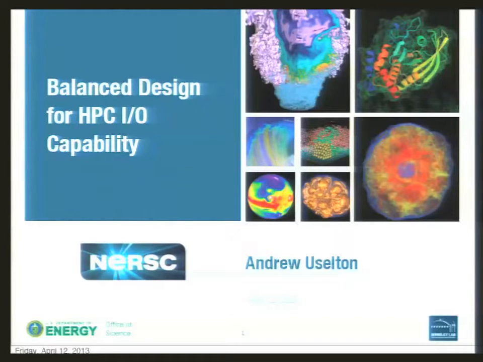Yes. So we have a little bait and switch here. I think the program says something about a file system utilization metric, but I'm actually talking about balanced design. They're actually the same topic.